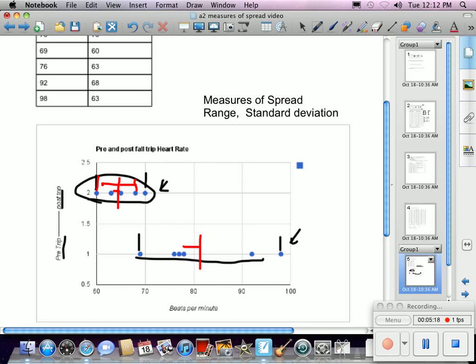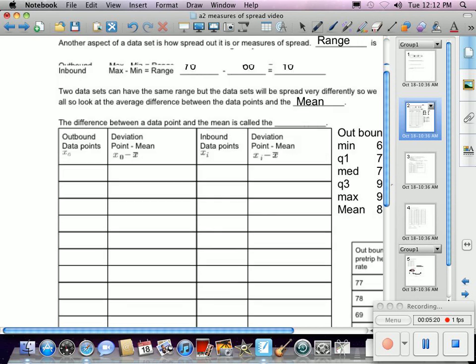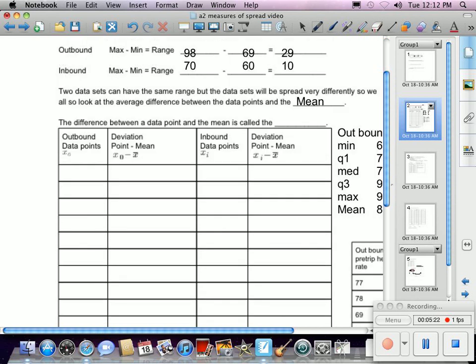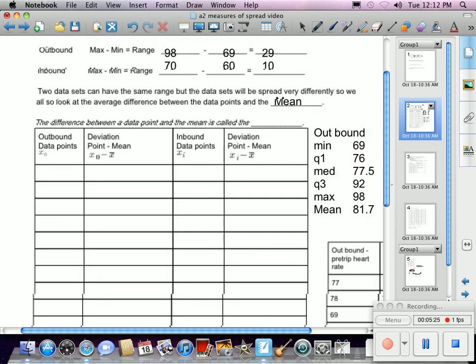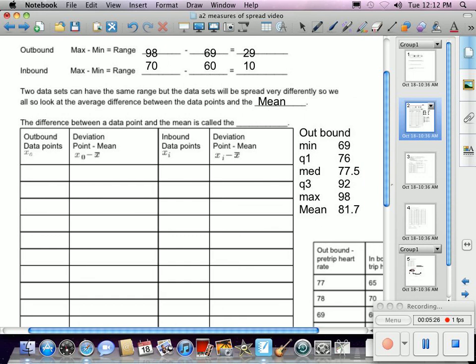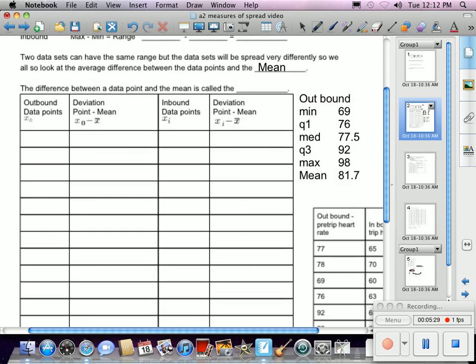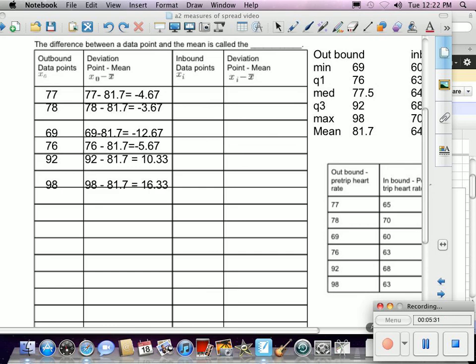So that's what we're looking at here. Let's go in here and type in a few data points and actually look at how much deviation there is. I'm going to pause it and type in all these data points. All right, so let me show you what I've got going here.